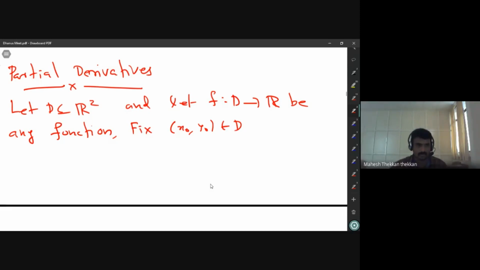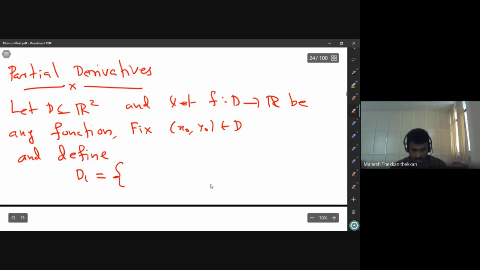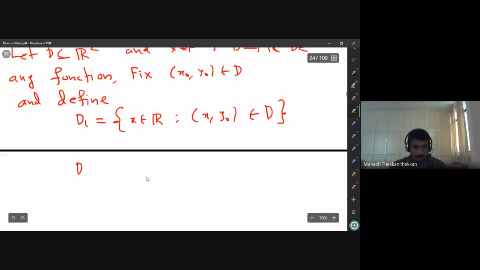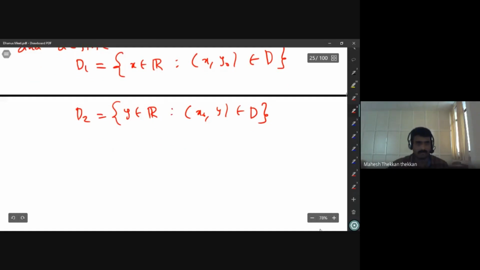Define two sets. What is D1? This is the set of all x belonging to R such that x comma y naught belongs to D. And another set D2, the set of all y belonging to R such that x naught comma y belongs to D. So I look at all those x so that x, y naught belongs to D. D is the domain of the function and x naught, y naught is a point in D. And I look at all those y so that x naught, y belongs to D. Now I will define the partial derivative as follows.